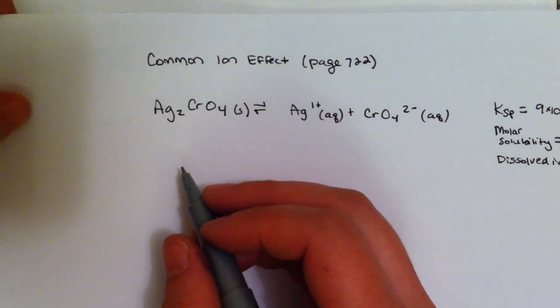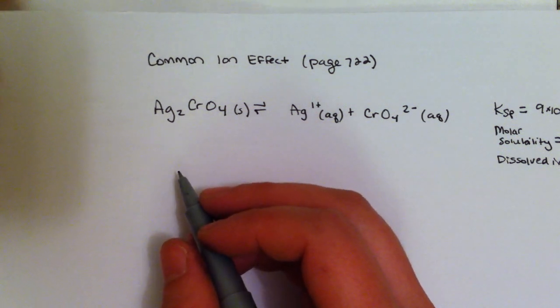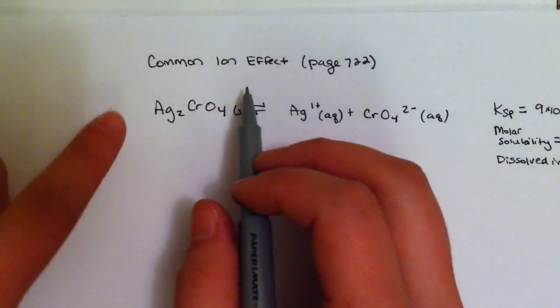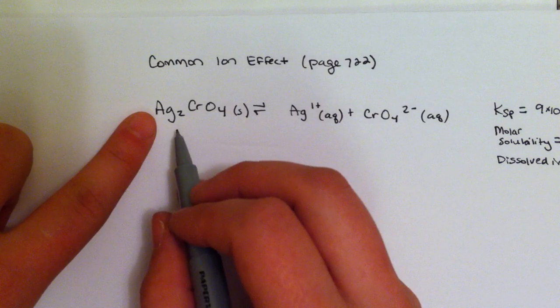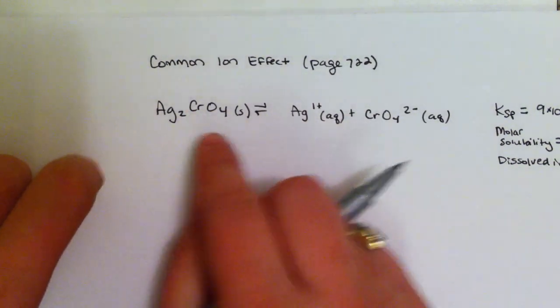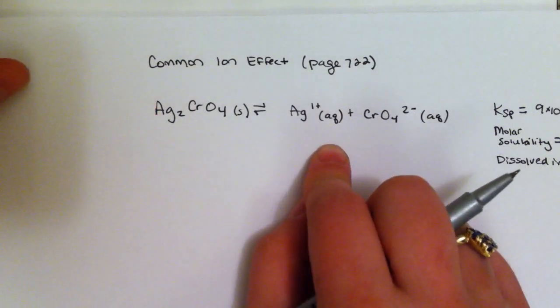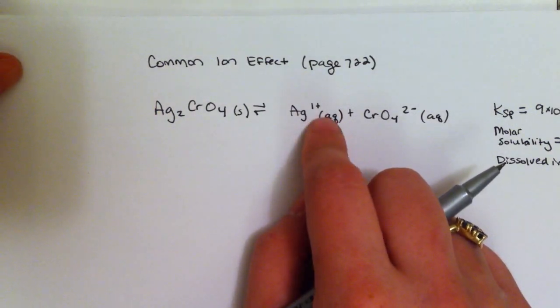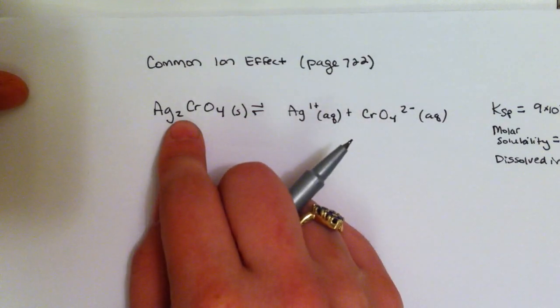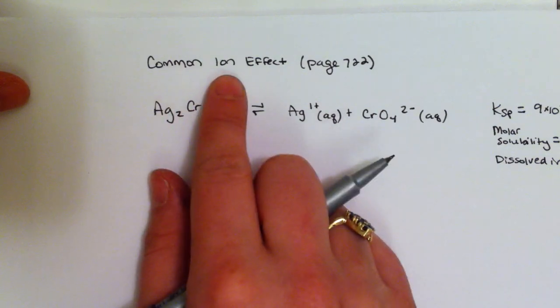Okay, the last concept, well, not the last, but the next concept we need to learn is the common ion effect. And the common ion effect is exactly what it sounds like. We're going to have these substances that were insoluble, but we're looking at their equilibriums because they are slightly soluble. And that's what we're looking at in this unit. But they are dissolved in a solution that's not water, but it has a common ion in it.